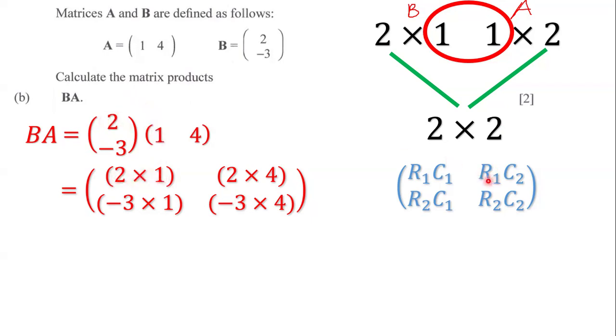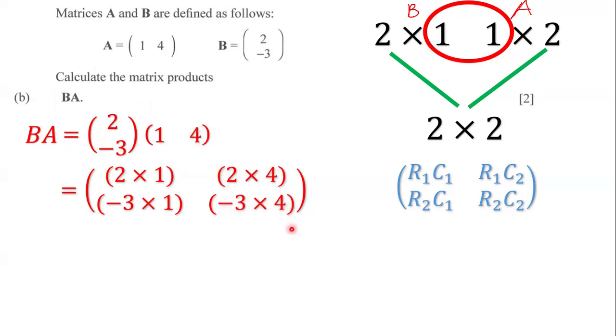Next, we have row 1, column 2. So we have 2 times 4, and that's going to be this particular entry. And then for row 2, column 1, we have negative 3 times 1. And then for row 2, column 2, we have negative 3 times 4.